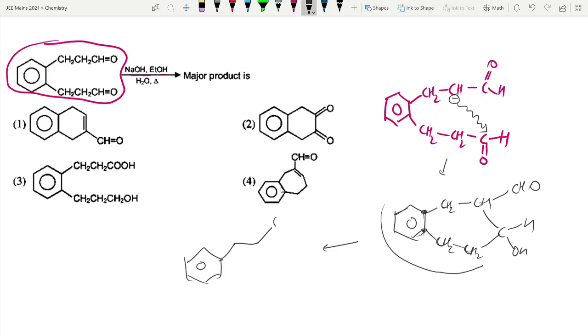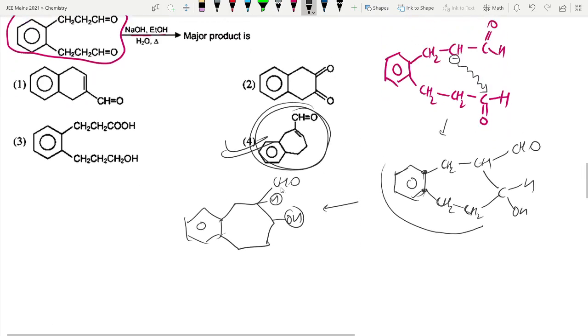So what we get is CHO and OH. Then in the next step, we can remove water from here, because we can get 2 conjugated double bonds. This is the answer, you can see very easily. Yes, so that is that.